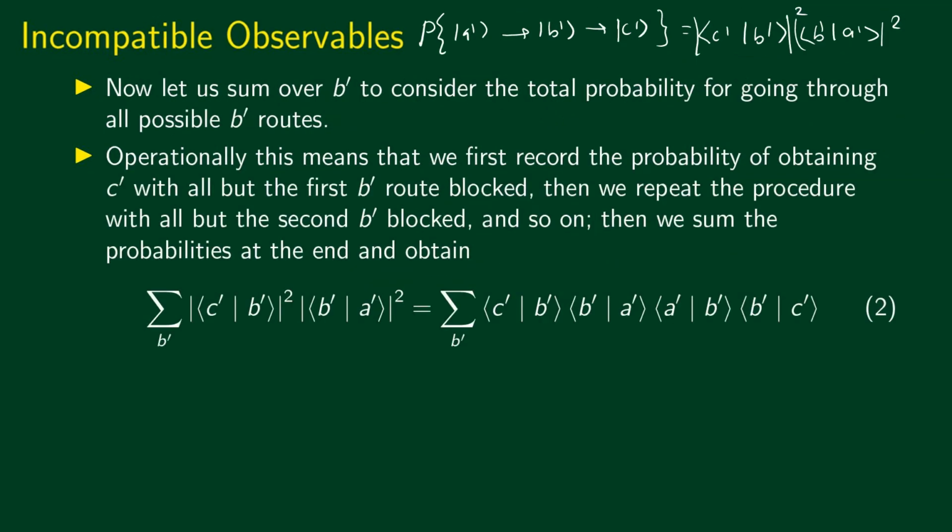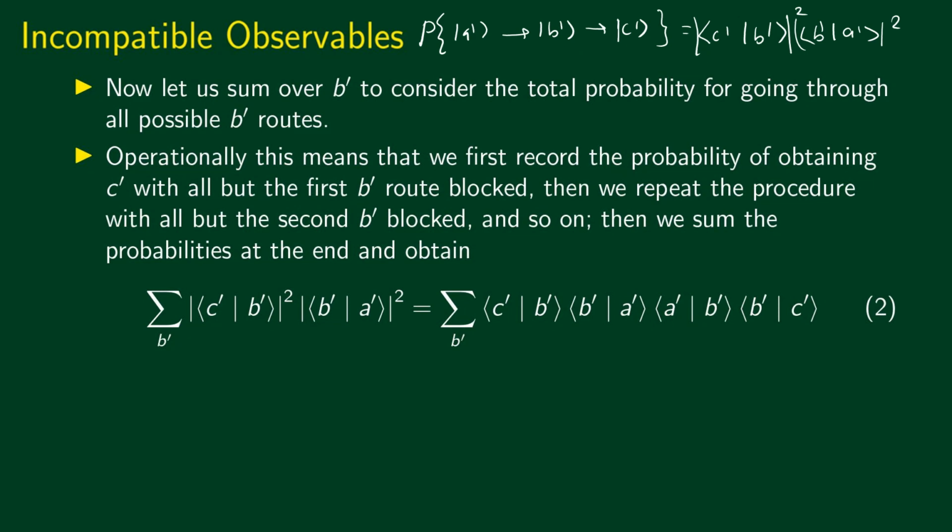Here is what we did. We calculated the probability for obtaining C prime if I start with ket A prime and go through ket B prime. So what's the probability of obtaining ket C prime after going through ket B prime? That's the probability that we have given here. This is equal to the probability that ket A prime changes to ket B prime multiplied by the probability of ket B prime changing to ket C prime. We said that we have to read this from the right. Now this is for just one route. This is the probability for reaching ket C prime going through ket B prime.